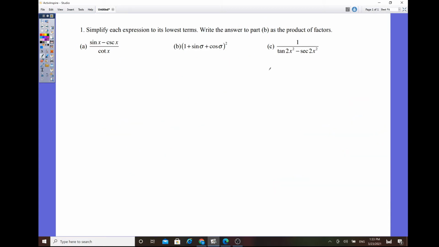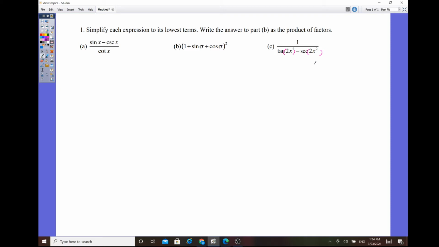Okay, so now for C, this one looks a little bit hectic. It looks like we do have a quadratic inside a quantity. So tangent of 2x squared, secant of 2x squared. The way to simplify this is that we can rewrite it in terms of cosine and sine, certainly we can do that.